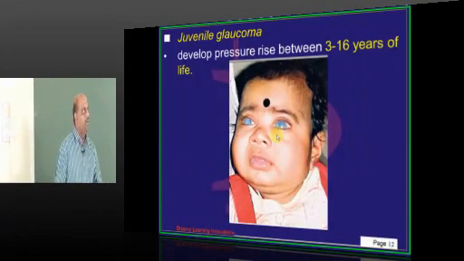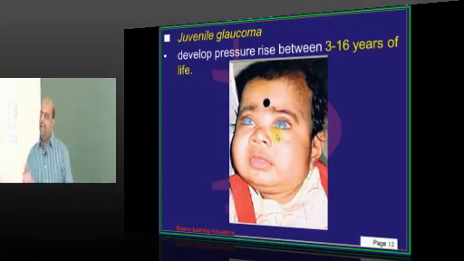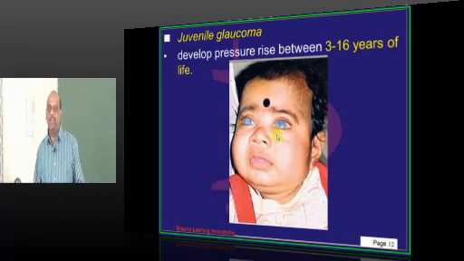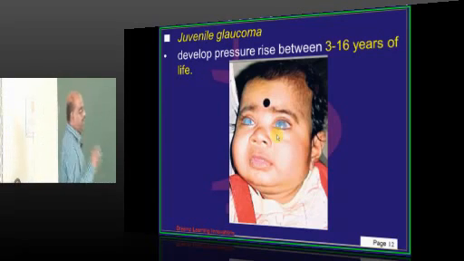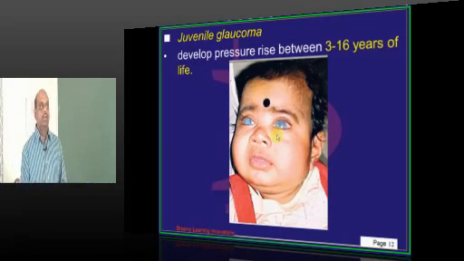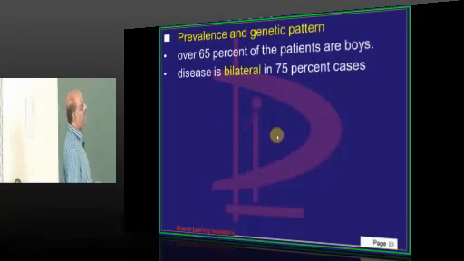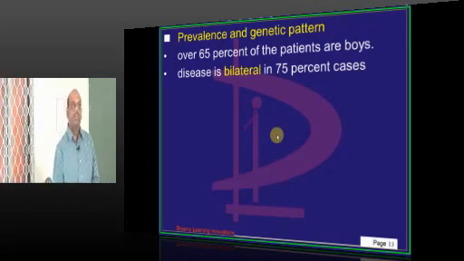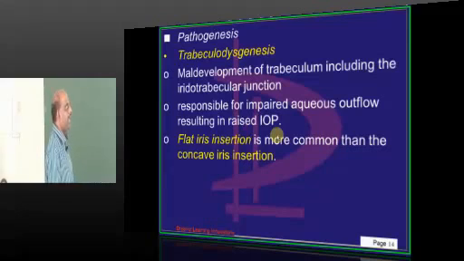Then you have, after infantile glaucoma, juvenile glaucoma. Once more, age is a very important MCQ in the exam. Between 3 to 16 years of life, the development of glaucoma due to a congenital problem is basically called juvenile glaucoma. Now, typically the disease is bilateral and about 65% of them are boys. Because of this, it is thought that there is a genetic predisposition for the development of congenital glaucoma.